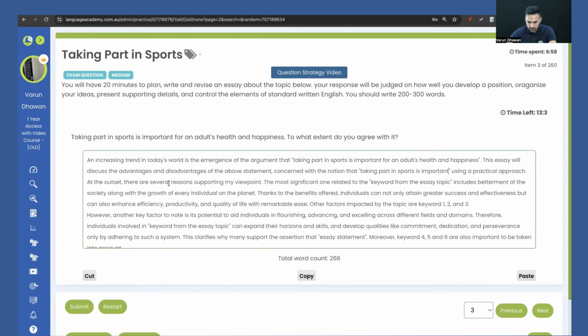At the outset, there are several reasons supporting my viewpoint. The most significant one related to the keyword. You can just write sports for adults. Includes betterment of the society. Then you have to write other factors impacted by the topic. Don't worry about replacing the topic, or you can even write sports over here. Otherwise, if you're not sure, you can just write topic over here.